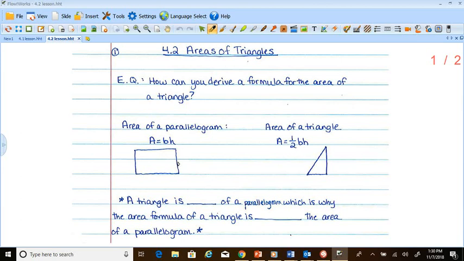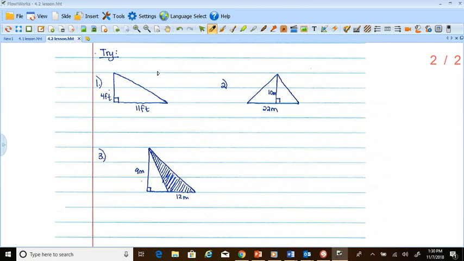So a triangle is half of a parallelogram, which is why the area formula of a triangle is half the area of a parallelogram. So if we give this a try, we always want to write our formula so we remember what we're dealing with. It's half of base times height. When you're dealing with a triangle, it's important to remember that your base and your height are always going to be straight edges, straight lines. You are never going to have a base or a height on a diagonal, okay?